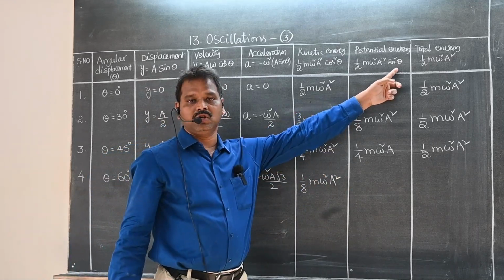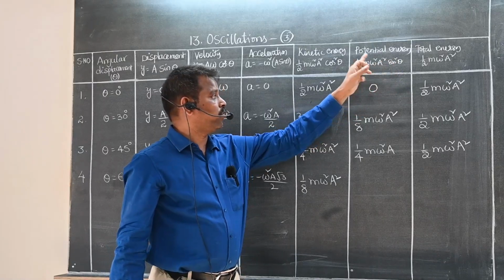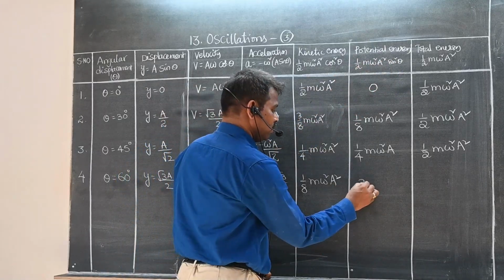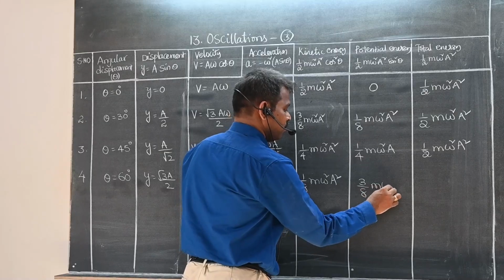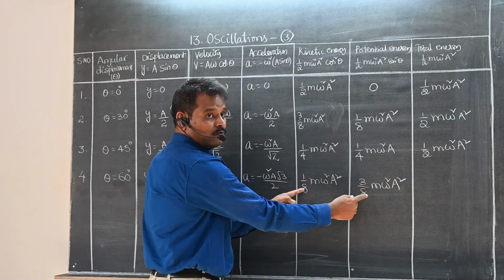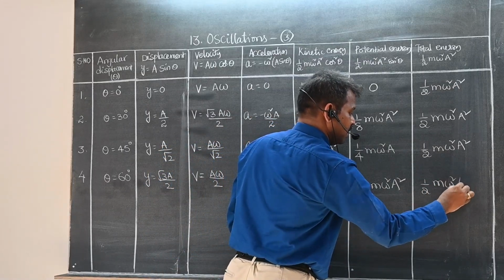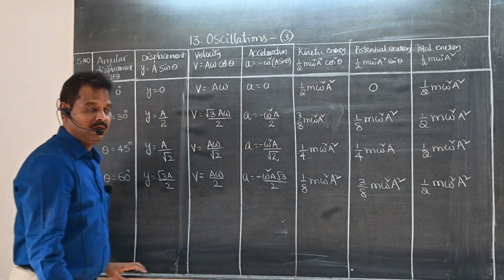This is sin 60, root 3 by 2. Root 3 by 2 whole square is 3 by 4, 3 by 4 into 1 by 2 is 3 by 8 m omega square A square. 1 plus 3 is 4, 4 by 8 is 1 by 2. Always you get the total energy of half m omega square A square.